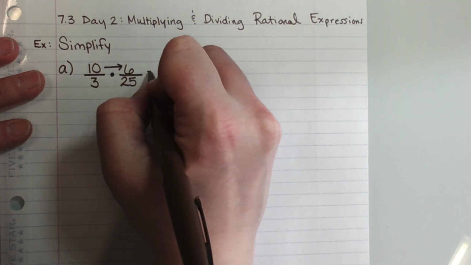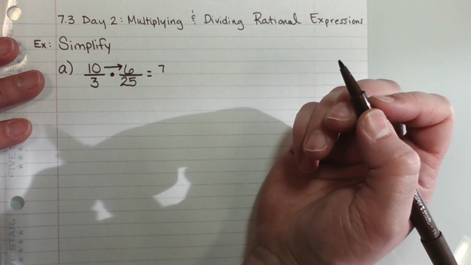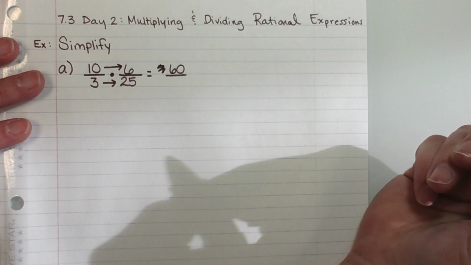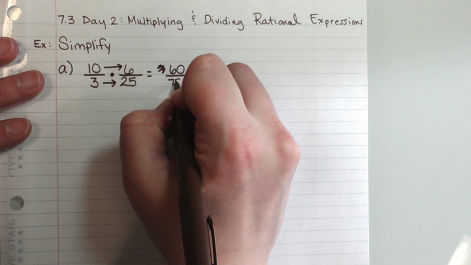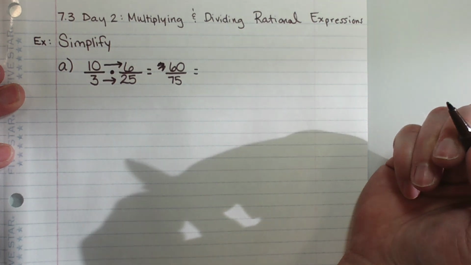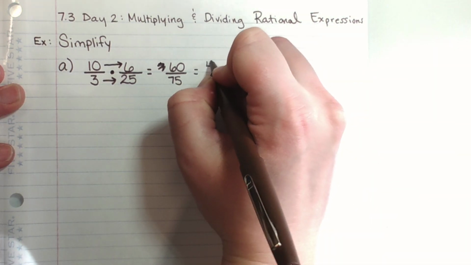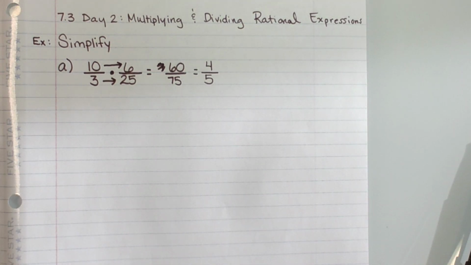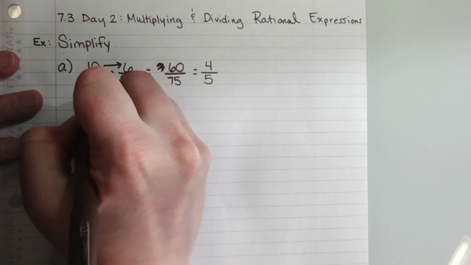10 times 6. 60. 3 times 25. 75. And then we simplify our fraction. 60 and 75, biggest thing that divides out of both of them. 15. And you get 4 over 5. That is one way to do it. There's another option.